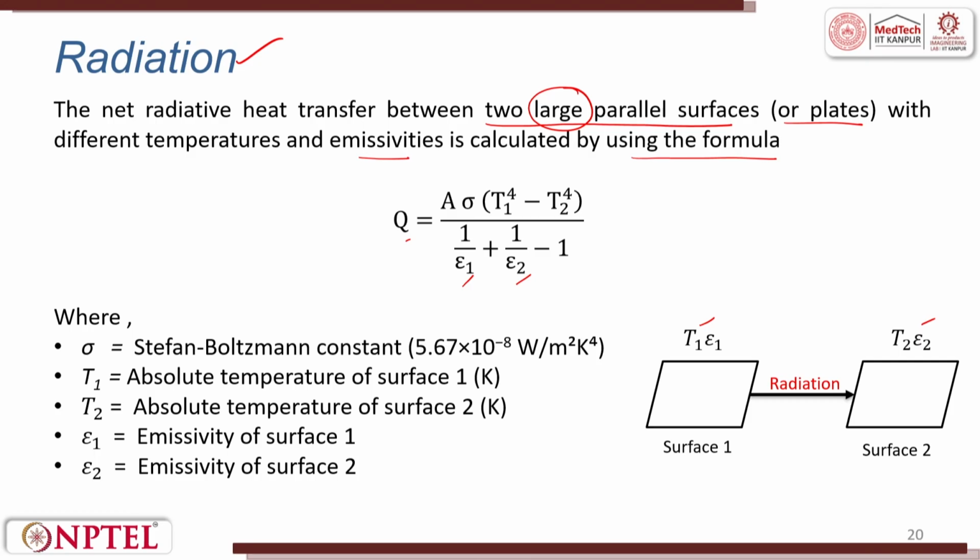And here sigma is the Stefan-Boltzmann constant, whose value is 5.67 into 10 raised to the power minus 8 watts per meter square per Kelvin to the power 4. It is Kelvin to the power 4 given here. Here the temperature is to the power 4, so Kelvin to the power 4 by Kelvin to the power 4, this cancels here.